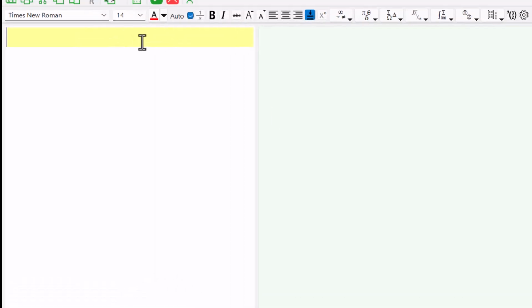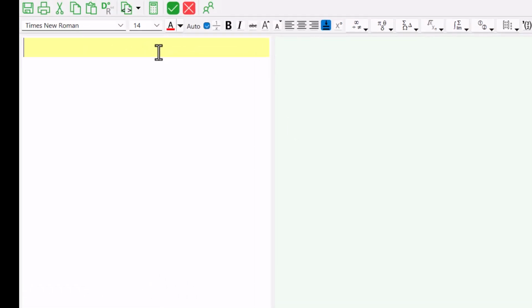Alright, so the first equation I have is v equals u plus at. So this is my first. Let me just put it here. Let's say first. So this is my first. Okay, so let's go to the second.